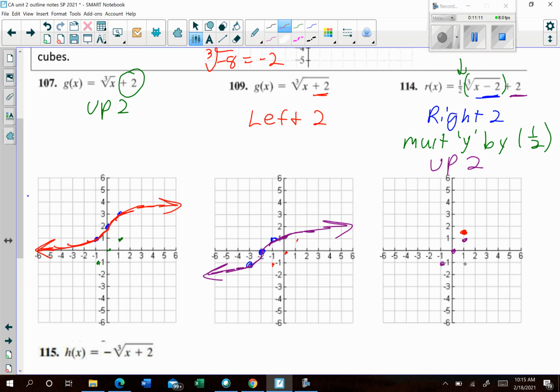So I went to the right 2. The y value gets multiplied by 1/2, so y was -1, so now it becomes -0.5. Then I add 2 to -0.5, which would take me to 1.5. Then my next point, I move to the right 2. My y value is 0, so multiplying by 1/2 doesn't do anything, and then go up 2, so I'll end up right here. And then let's see, we'll go to the right 2. My y value gets multiplied by 1/2, so it goes from +1 to +0.5. And then I'll go up 2 spots right there.